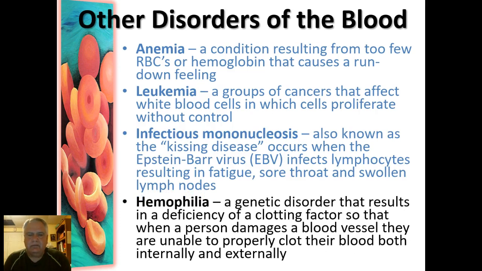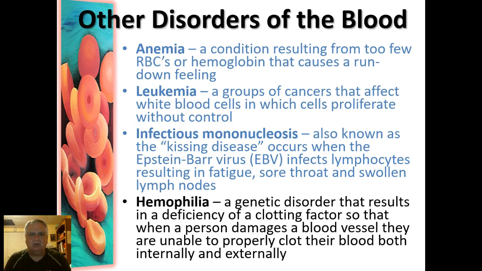And then finally, we have hemophilia. Hemophilia is a genetic disorder that results in a deficiency of a clotting factor. So remember, we listed all those different clotting factors when we were taking a look at the blood clotting cascade. One or more of these factors can be not present, and that would cause a problem with the clotting of the blood. And this is referred to as hemophilia, so that when a person damages a blood vessel, they're unable to properly clot their blood both internally and externally.